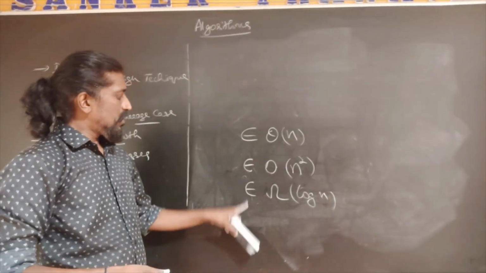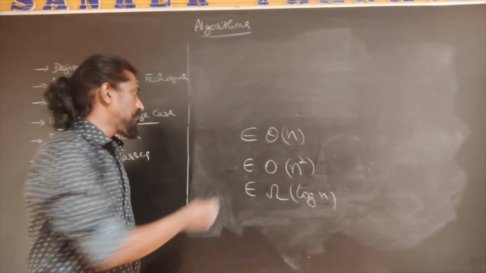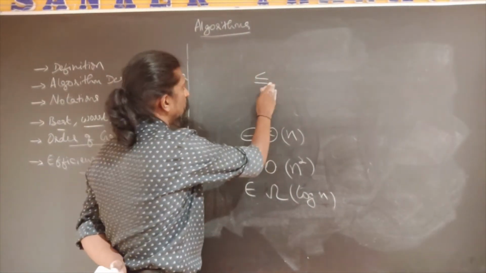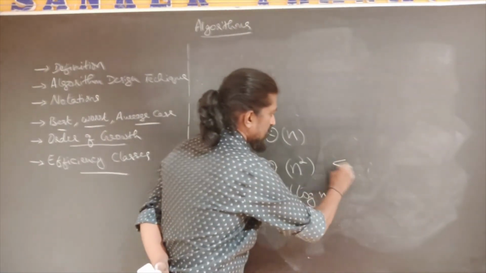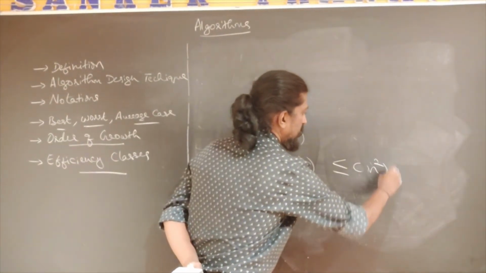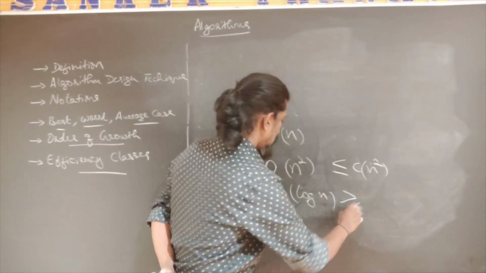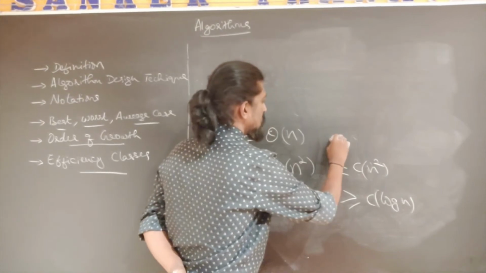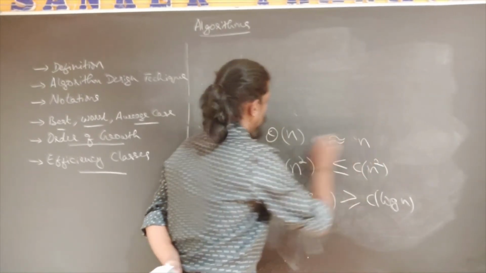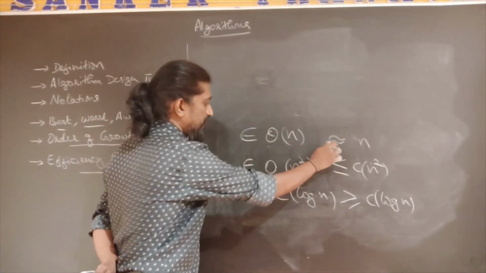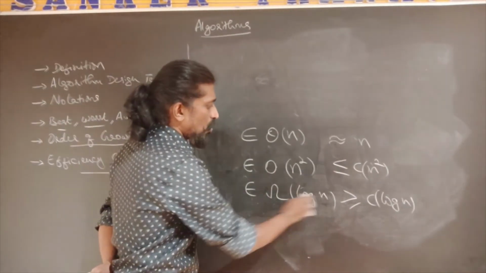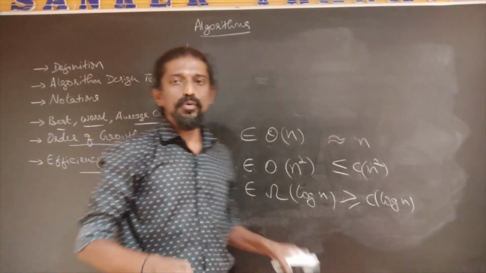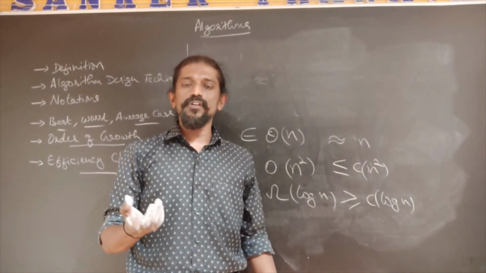This is analogous to saying less than or equal to c into n squared for O notation, greater than or equal to c into log n for omega, and approximately equal to n for theta. Theta means approximately, O means less than or equal to, and omega means greater than or equal to, whatever efficiency class we have. That is how we have to understand it whenever we state the efficiency of an algorithm.